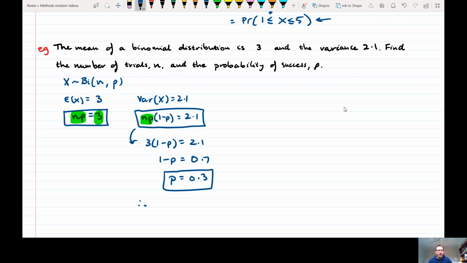Therefore, to find N, you now substitute it back into there. Now, N times 0.3 equals 3. Well, what times 0.3 gives you 3? Well, that'd be 10. And that would be how you'd find the number of trials and the probability of success. And that is how you use the equations for mean, variance, and standard deviation for the binomial distribution.